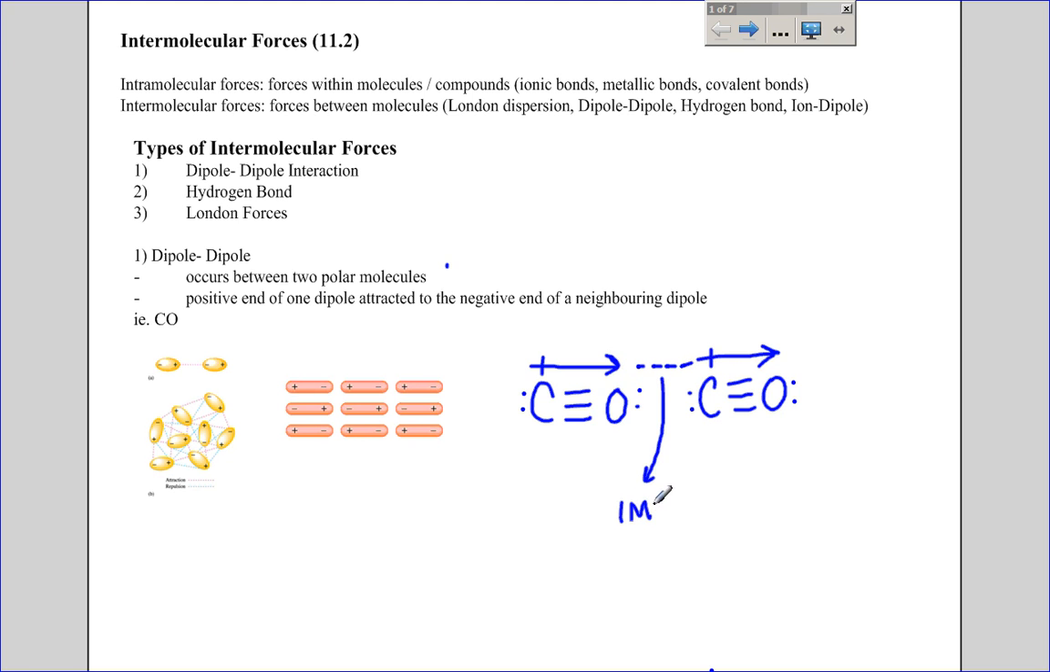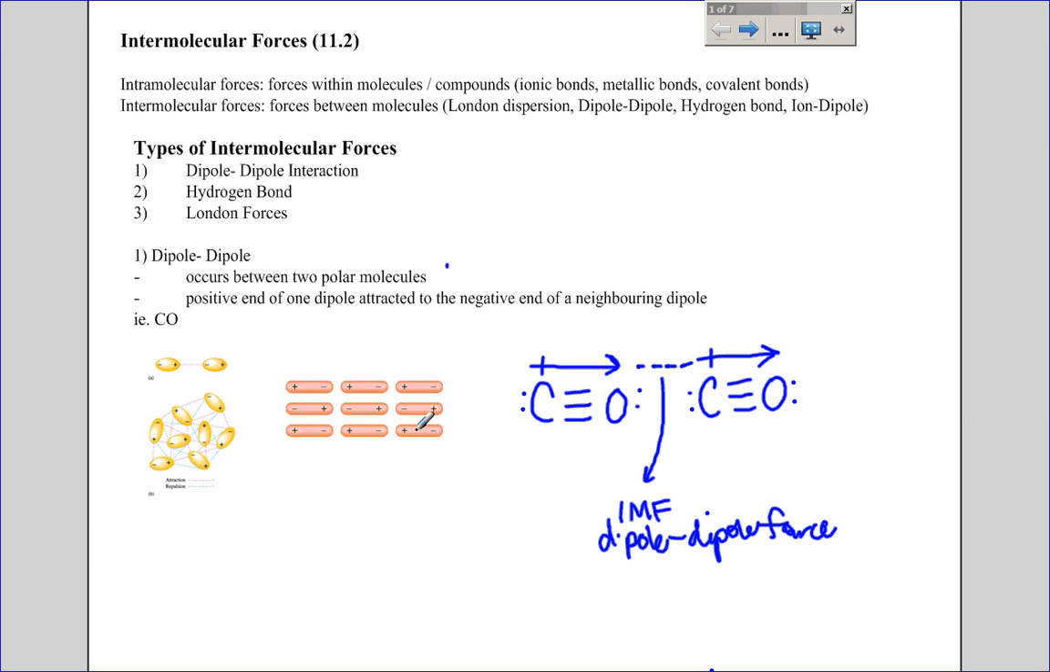I'll use the short form IMF for intermolecular force, and this is a dipole-dipole attraction, or dipole-dipole force. Now, there are two diagrams here to show you how we might see these kinds of forces arising in a sample.